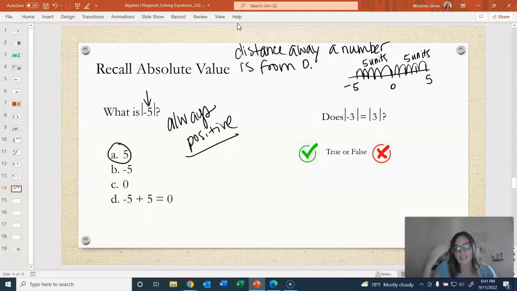How far away is it from 0? And distance is never negative. Length is never negative. It's always positive. So even if you have a negative number, like -5, if you're talking about the absolute value of it, it's always positive because you're talking about the distance it is away from something, from 0.